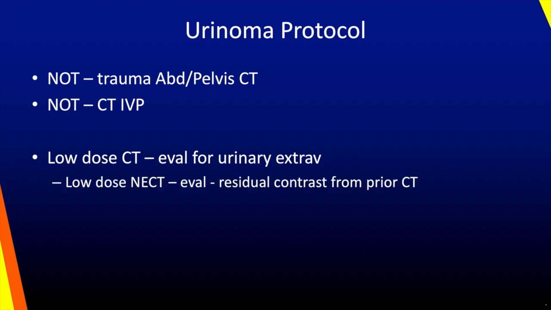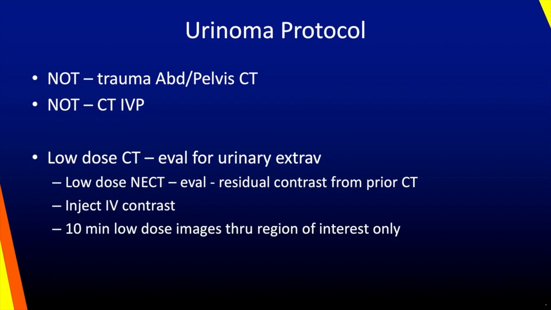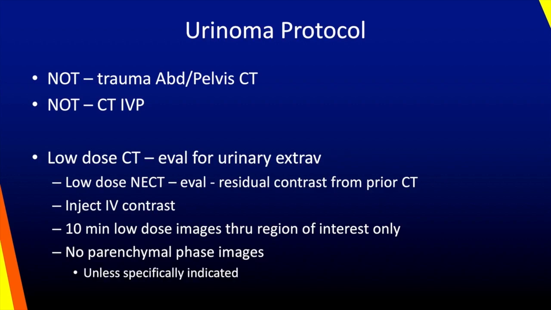It's a low-dose, non-enhanced CT as a first phase to evaluate for residual contrast from a prior CT. We then inject IV contrast and wait 10 minutes and obtain 10-minute low-dose images through the region of interest only. Note that there are no parenchymal phase images unless they're specifically indicated at this time.